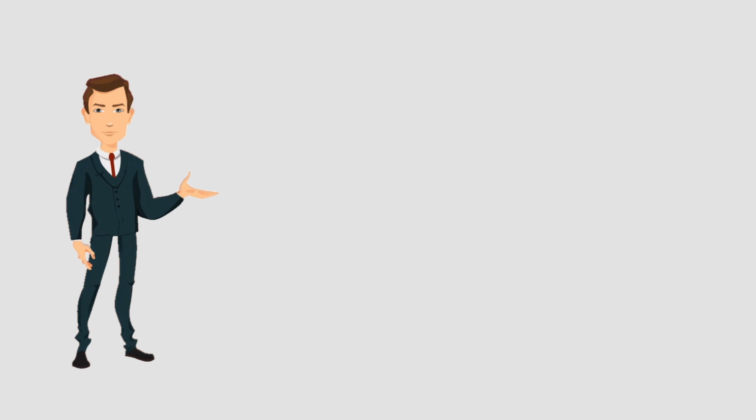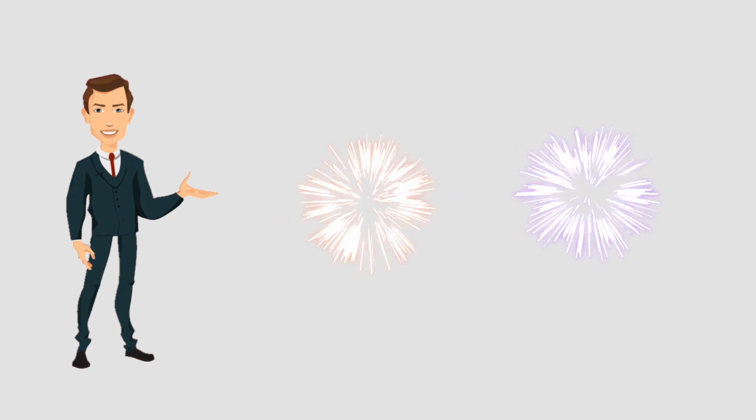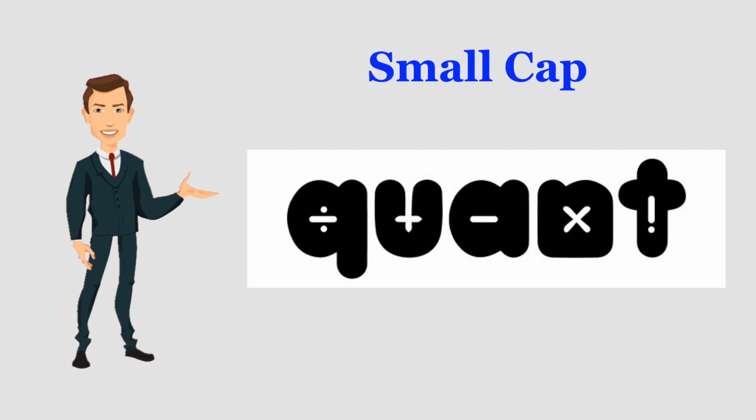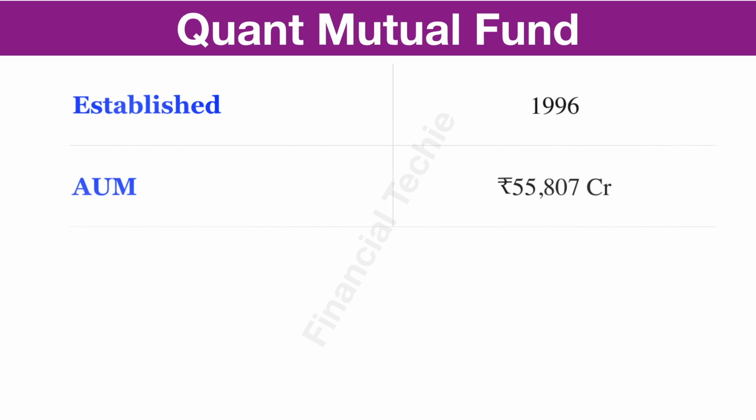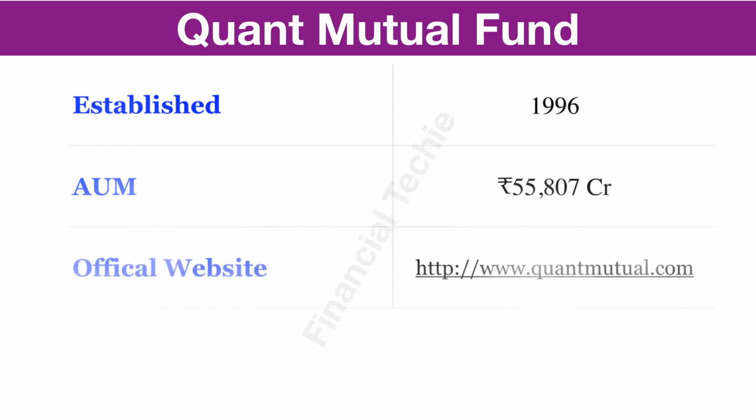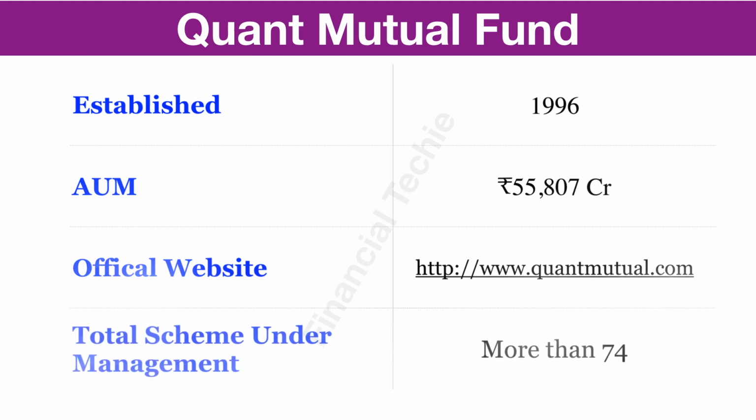Hello friends, in this video we will discuss a small cap mutual fund from Quant Mutual Fund House. Let us understand some basic information about Quant Mutual Fund House. This mutual fund house was established in the year 1996. The total asset under management is around 55,807 crores. The official website of this mutual fund is www.quantmutualfund.com. There are more than 74 different varieties of mutual funds managed by this Quant Mutual Fund House.